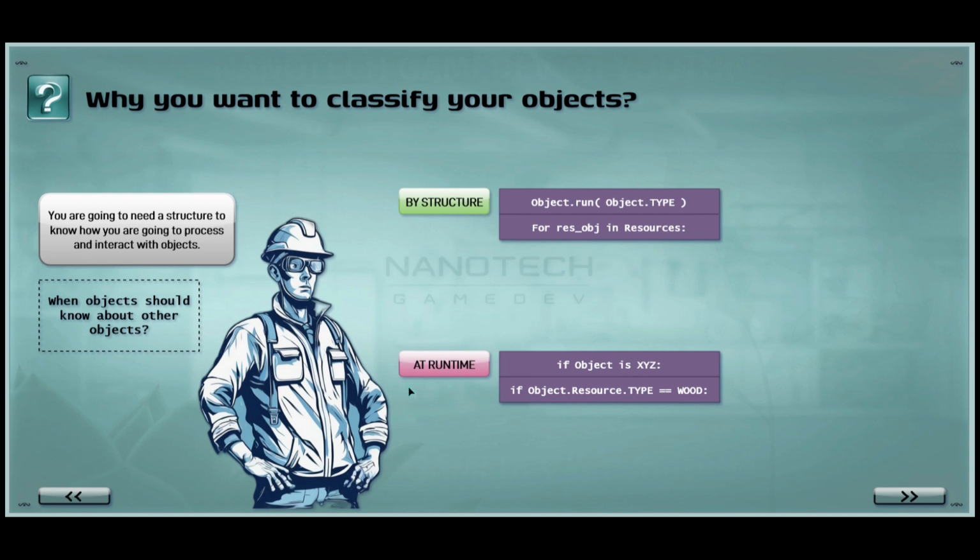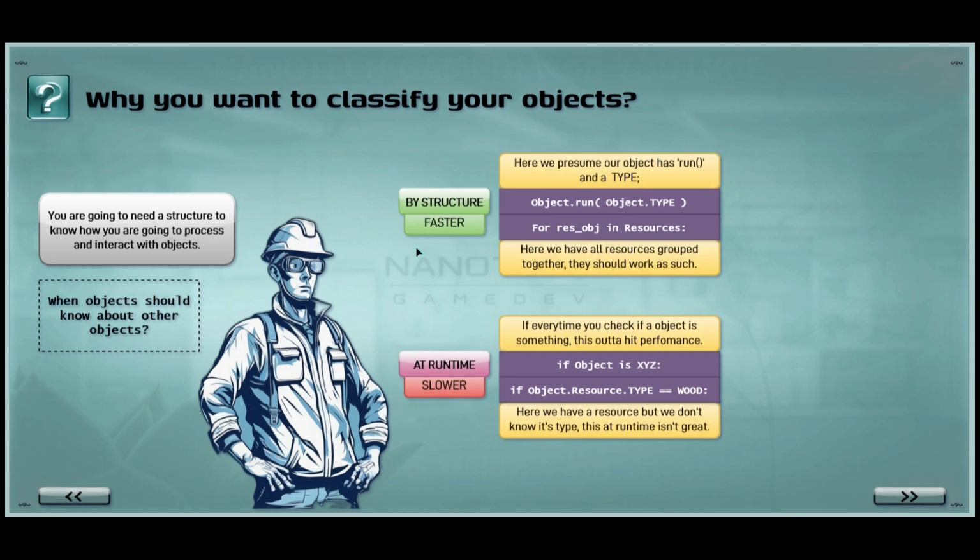Or we can define the classification of objects at runtime. Usually you see this in code by checking if an object is something or if it has a specific variable. I don't like to do that type of coding and I want to avoid it, because at runtime it's usually a bit slower since you're always checking if that is true or not. Whereas by structure, you already know that is true, so you don't need to keep checking. You can just run the code.